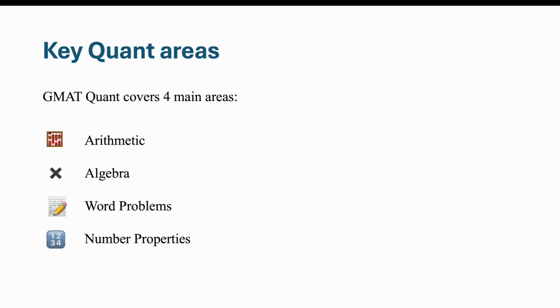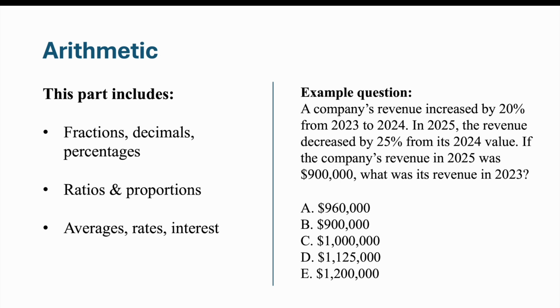Let's jump into the quant areas. Personally, I would say all GMAT quant questions could be categorized in one of those buckets. The first is arithmetic, then algebra, word problems, and number properties. So let's just start with arithmetic. It's the basics of numbers and calculation, and it includes things like fractions, decimals, percentages, ratios, proportions, averages, rates, and other fundamental numerical concepts.